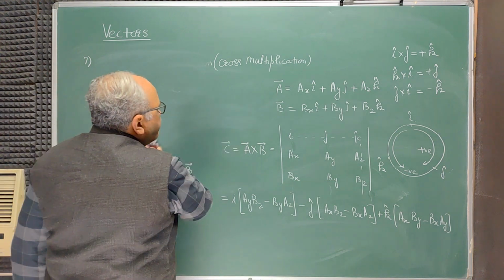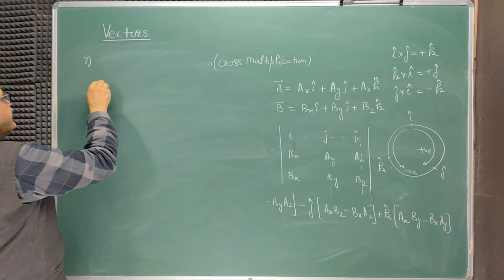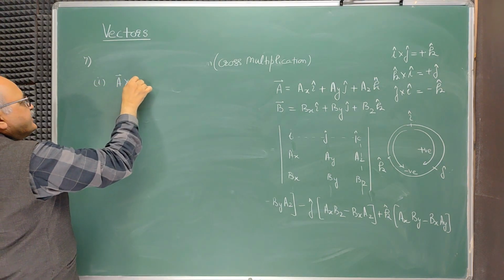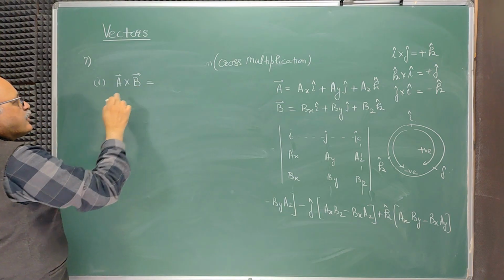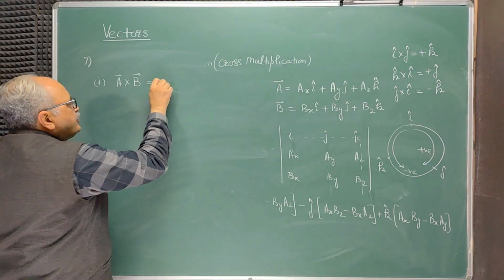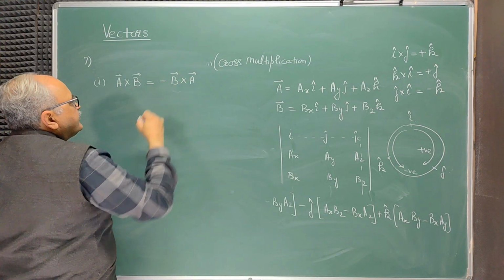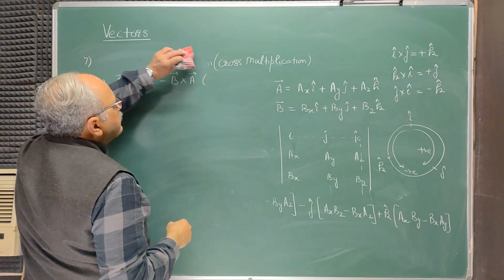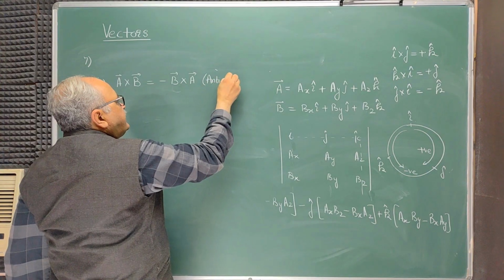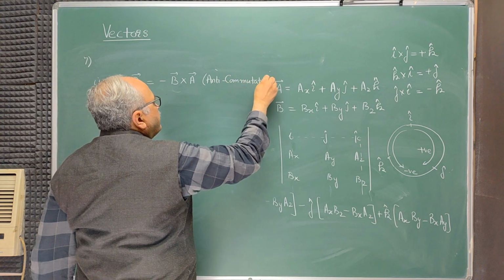Let's take some of the important properties of the cross product. The very first property is the anti-commutative property. That means if you take the cross product of two vectors and you change their position, you have to use a negative sign with it. So we call it the anti-commutative property.